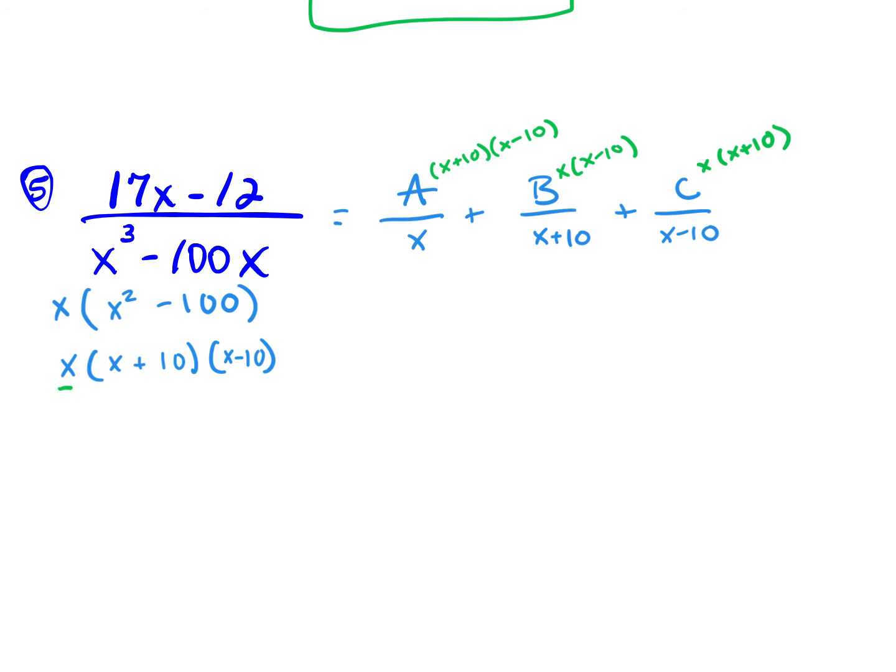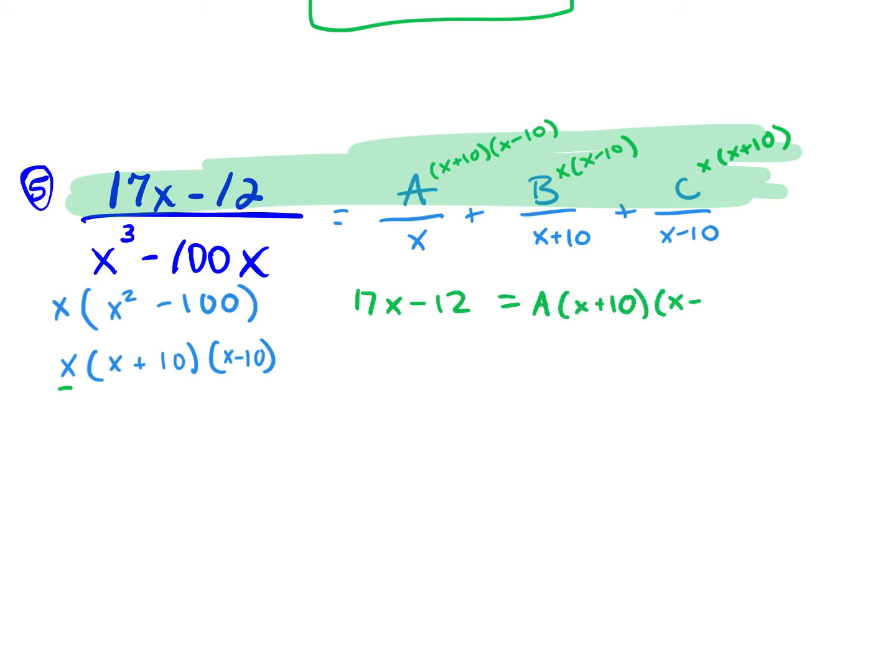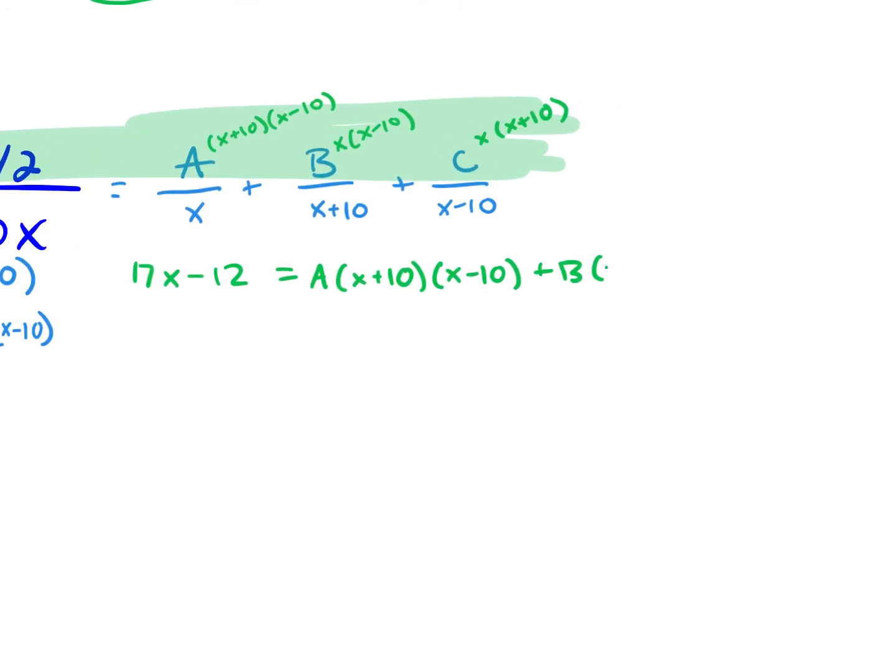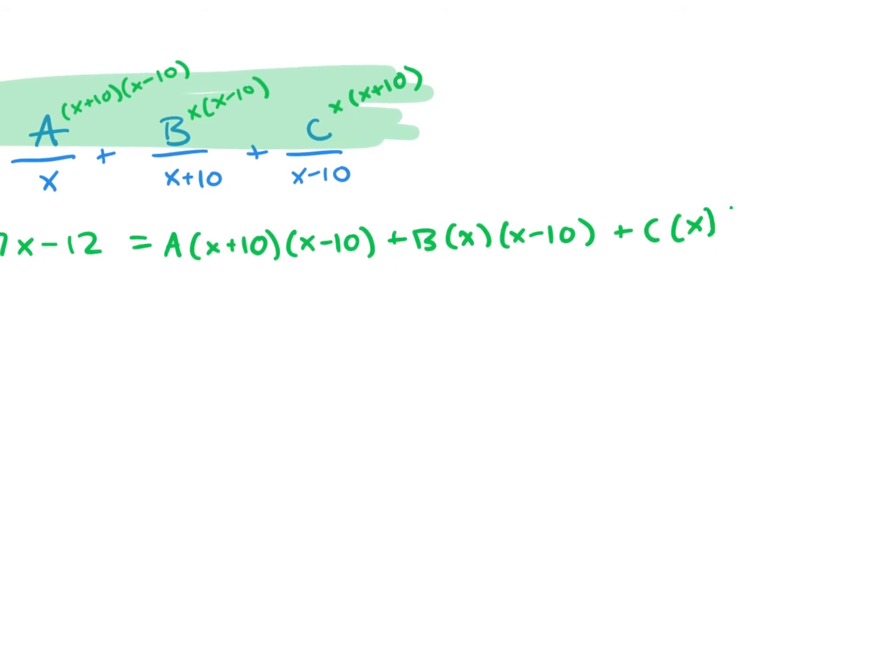What's next? Set the numerators equal to each other to set up our equation. So 17x minus 12, that's what's on the left side of our equation, is equal to a times x plus 10 times x minus 10 plus b times x times x minus 10 plus c times x times x plus 10.